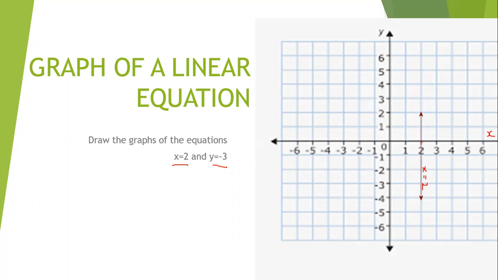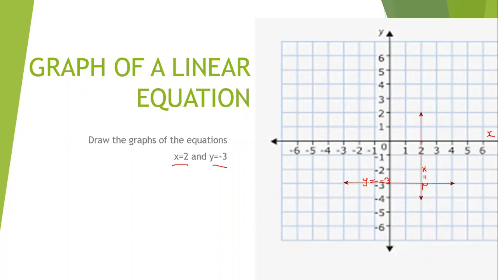So on y-axis, where is minus 3? It is over here, below 0, right? So here also we will draw one line. Right? And then we will write the equation as y equal to minus 3. So in this way, you can draw the graph of a linear equation.